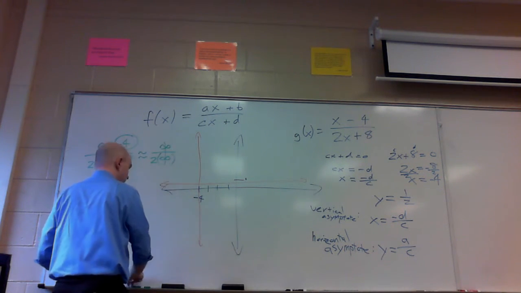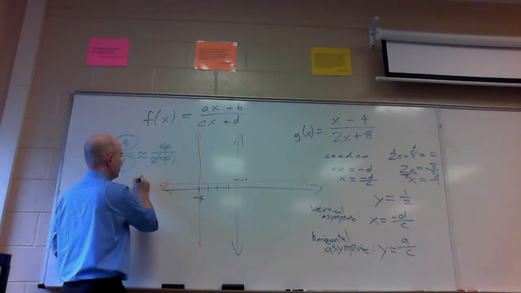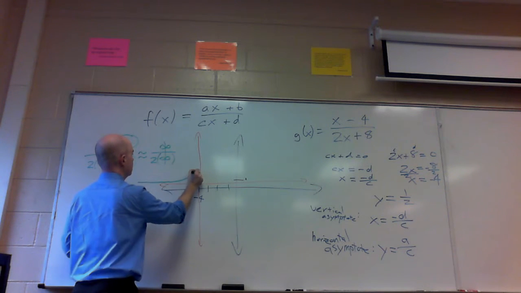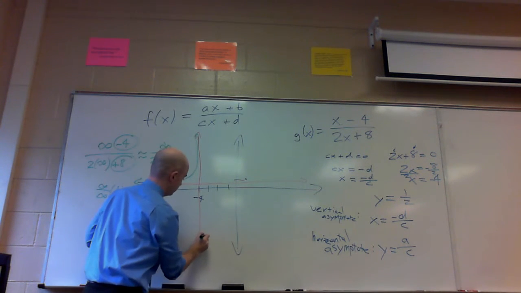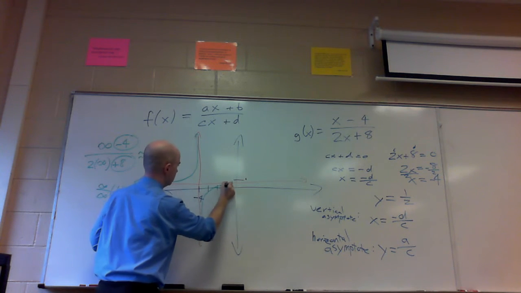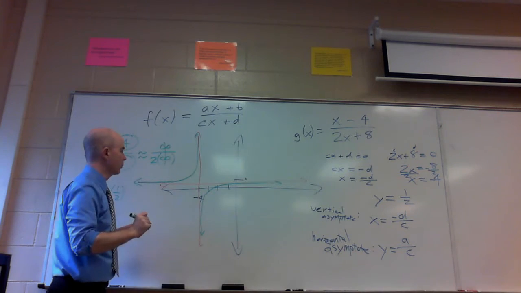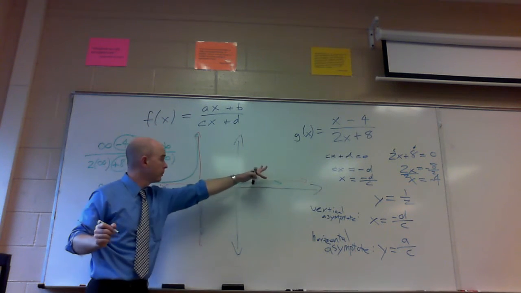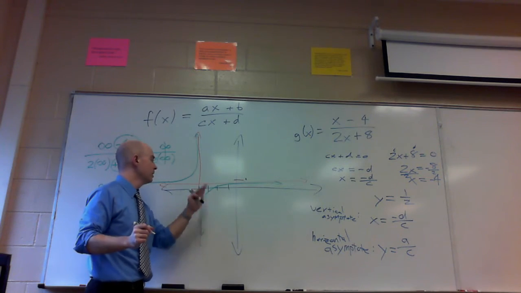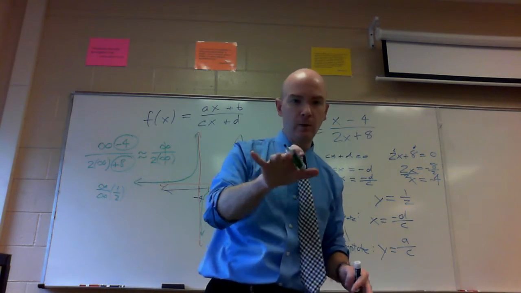And then very roughly, when we actually graph this guy out, it would look something like that, where the hyperbola approaches both asymptotes, the vertical and the horizontal, but it never quite reaches either one.